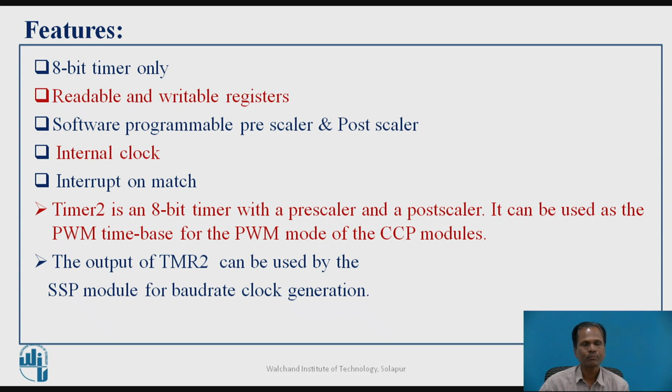So the output from timer 2 can be used to provide a time base for the working of a CCP module in pulse width modulation mode. As well, timer 2 supports the operation of synchronous serial port module, SSP module. So the output of timer 2 can be used by the SSP module for generation of a baud rate clock for serial communication.